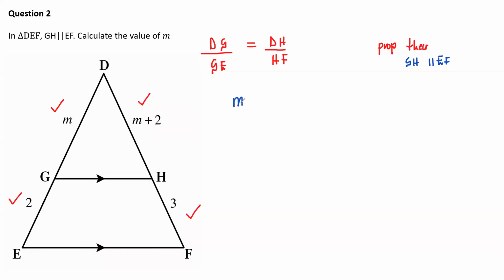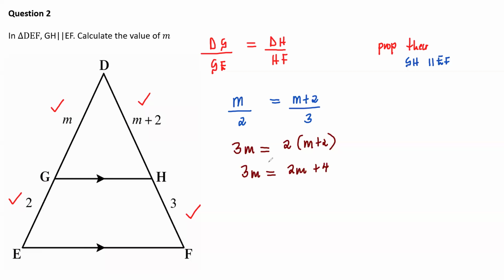DG is M. I'm going to put my M right there. GE is 2. DH is M plus 2. And then FH is literally your 3. You can then cross multiply. So now it's going to be 3 times M, which is 3M. Then 2 multiplies M plus 2. Algebra, the rest. When you transpose, the value of M is equal to 4 units.